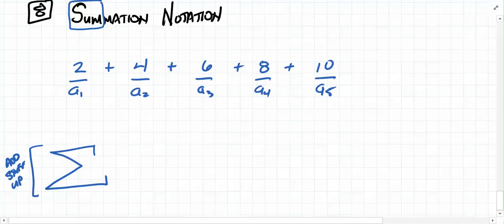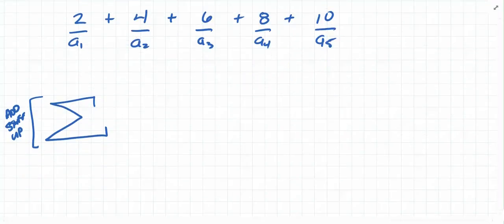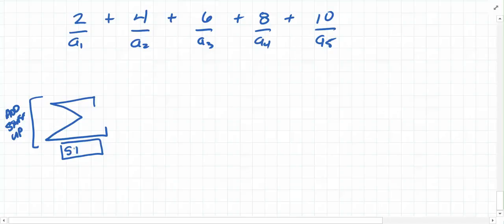The information down below the sigma tells you where to start. The information on the top of the sigma tells you where to end. And the information that is sitting out in front of sigma tells you exactly how you're supposed to do it. Okay, so how does this relate to the problem at hand here?